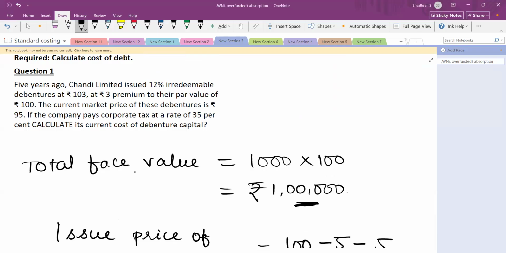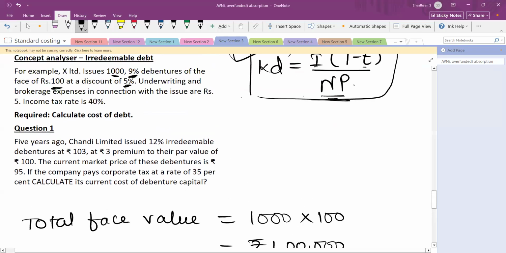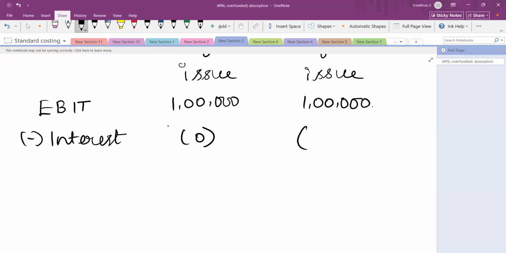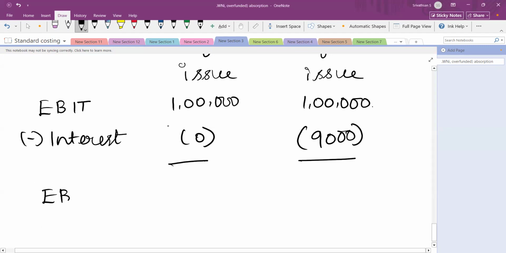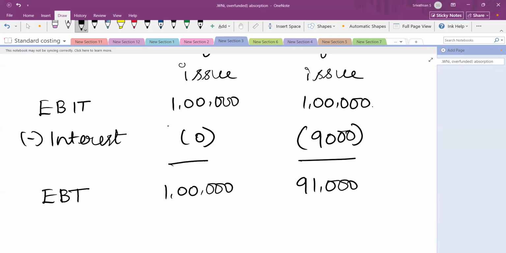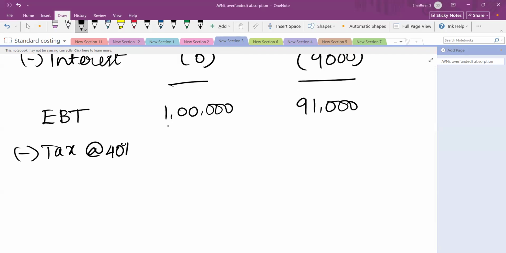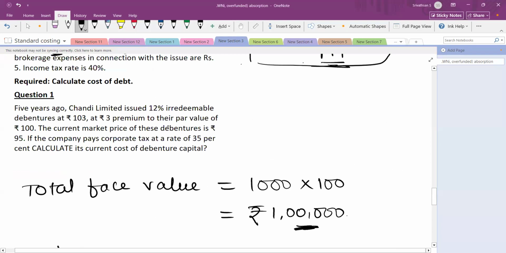So 1 lakh is the total face value upon which we have to apply the coupon rate 9%. So interest amount will be 9% of 1 lakh, we get 9,000 rupees. So when we subtract interest from EBIT, we get EBT of 1 lakh before the issue of debenture and an EBT of 91,000 after the issue of debenture. So before the issue of debenture, EBT is 1 lakh. After issue, it is 90,000. So from EBT, we have to subtract tax at 40%, because in the question it is mentioned that income tax rate is 40%.